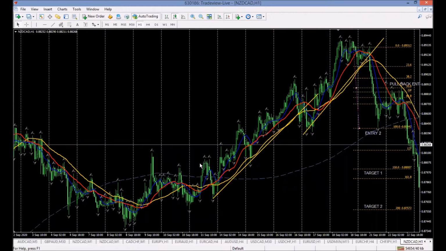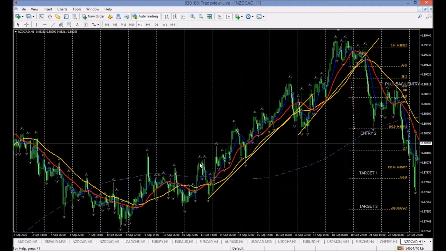Target 1 has been hit. I believe what I did at that time was post it in the group: Target 1 hit. Beautiful job. Wonderful. Now we'll just wait for target 2. And this is literally how we played it. We played it step by step.